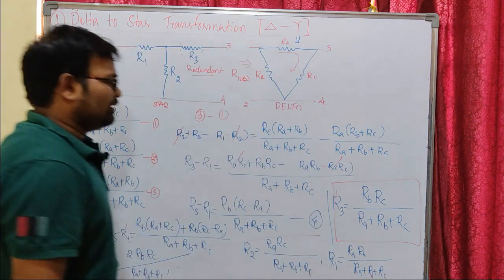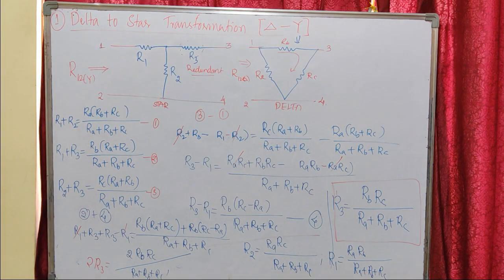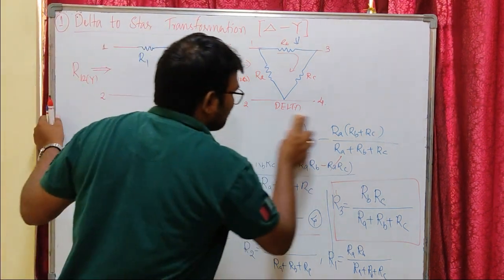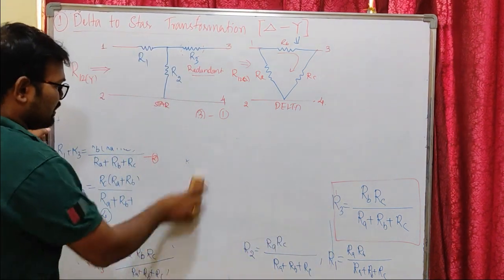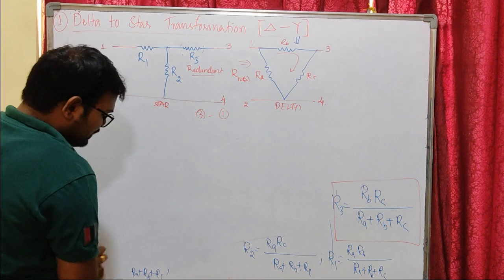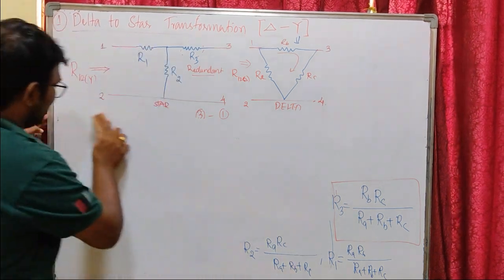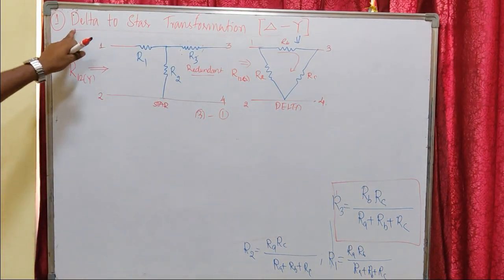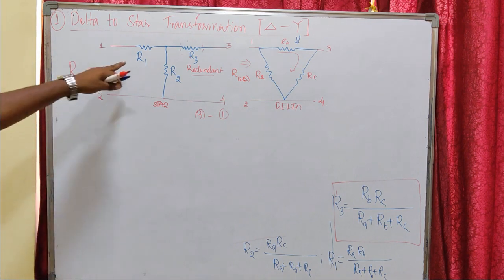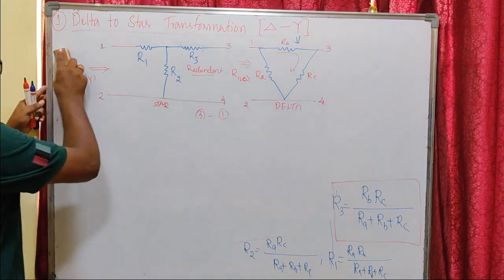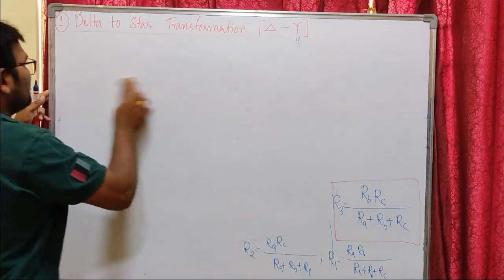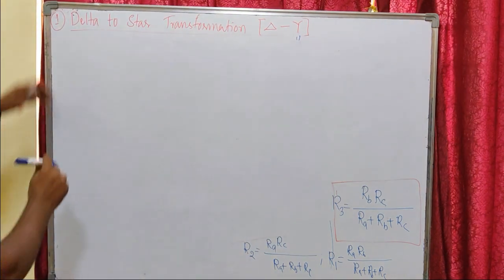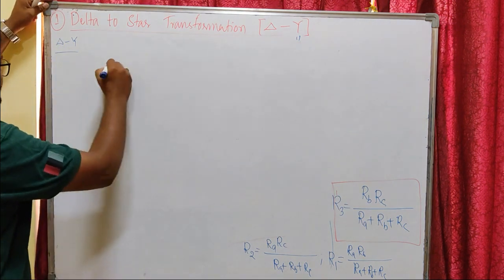So what does it mean? Let me simplify this. We have obtained equations for R1, R2, R3 in terms of RA, RB, RC. So what does it mean? I have told you this is delta to star connection, right? Star is having R1, R2, R3, and delta is having RA, RB, RC. So let us simplify this. Delta to star connection, right? Let us take delta first.